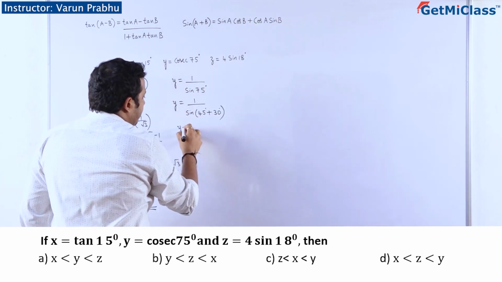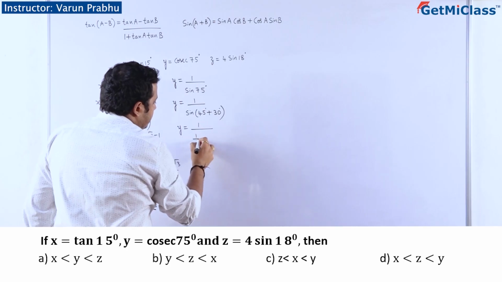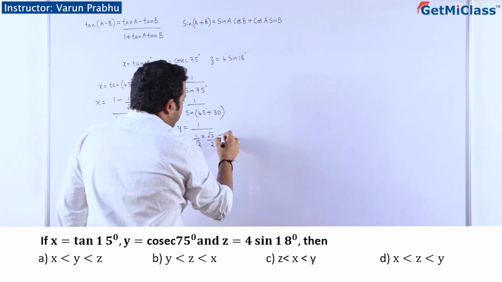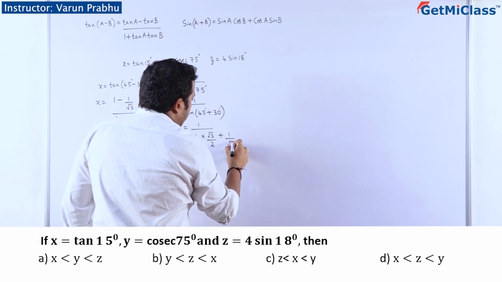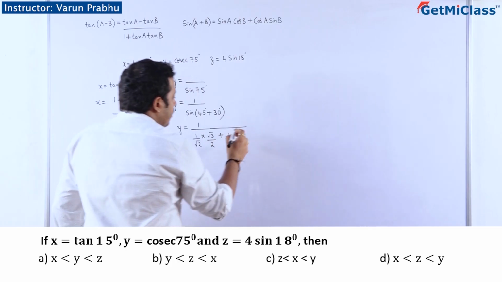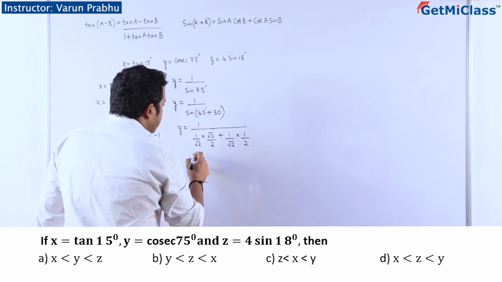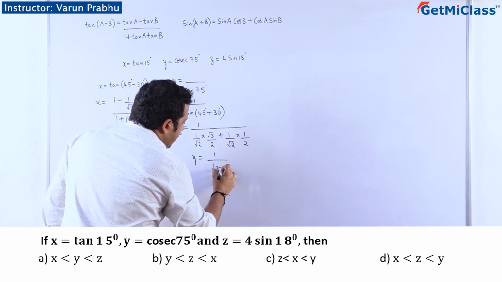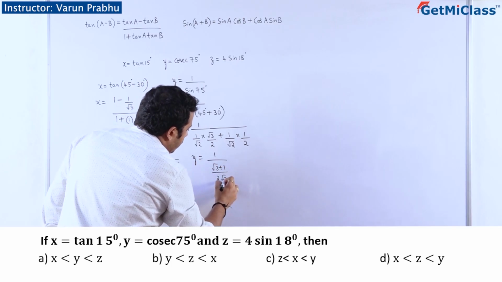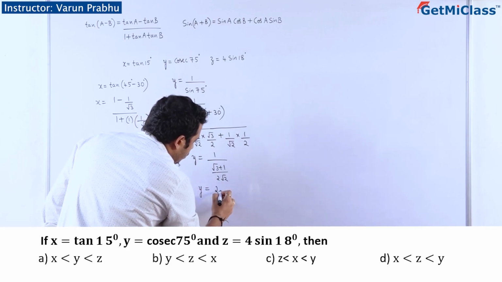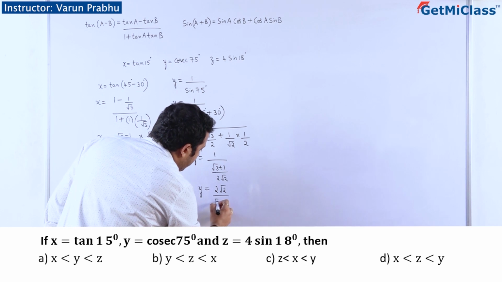So what is the answer that we get? Y is equal to 1 divided by sine A cos B. Cos B is nothing but root 3 divided by 2, plus cos A into sine B. Sine B will be 1 divided by 2. So what is the answer that we get? Y is equal to 1 divided by root 3 plus 1 divided by 2 root 2. So Y is equal to 2 root 2 divided by root 3 plus 1.